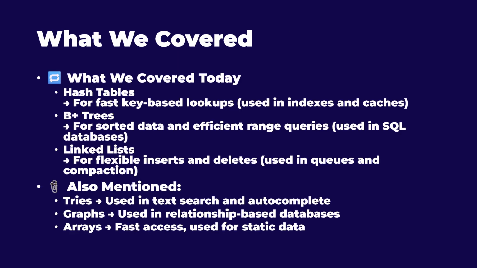Before we wrap up, here's a quick recap of what we covered today. We talked about hash tables, which help databases find things quickly by key. We explored B-plus trees, the structure behind sorted indexes and fast range queries. We covered linked lists, which help with insert-heavy or ordered data. We also briefly mentioned tries, graphs, and arrays, which you can learn more about in the linked videos below. This was a lot, but if you stuck with it, I hope you feel more confident in what's happening under the hood of your database.